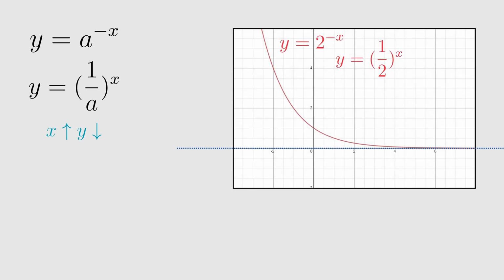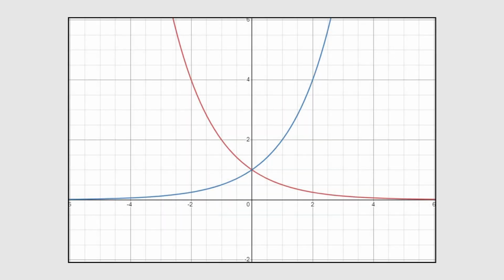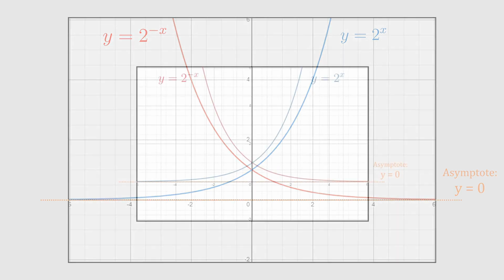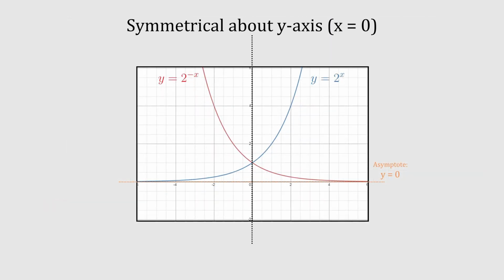The next exponential function we're going to look at is y equals a to the power of minus x. You can also write it in fraction form because of the negative exponent. As your x increases, your y value decreases. Thus, your graph will look like this, cutting the y-axis at 1 yet again, and your asymptote will still be y equals 0. When you graph these two equations on the same axes, you can see that they are symmetrical, more specifically symmetrical about the y-axis.